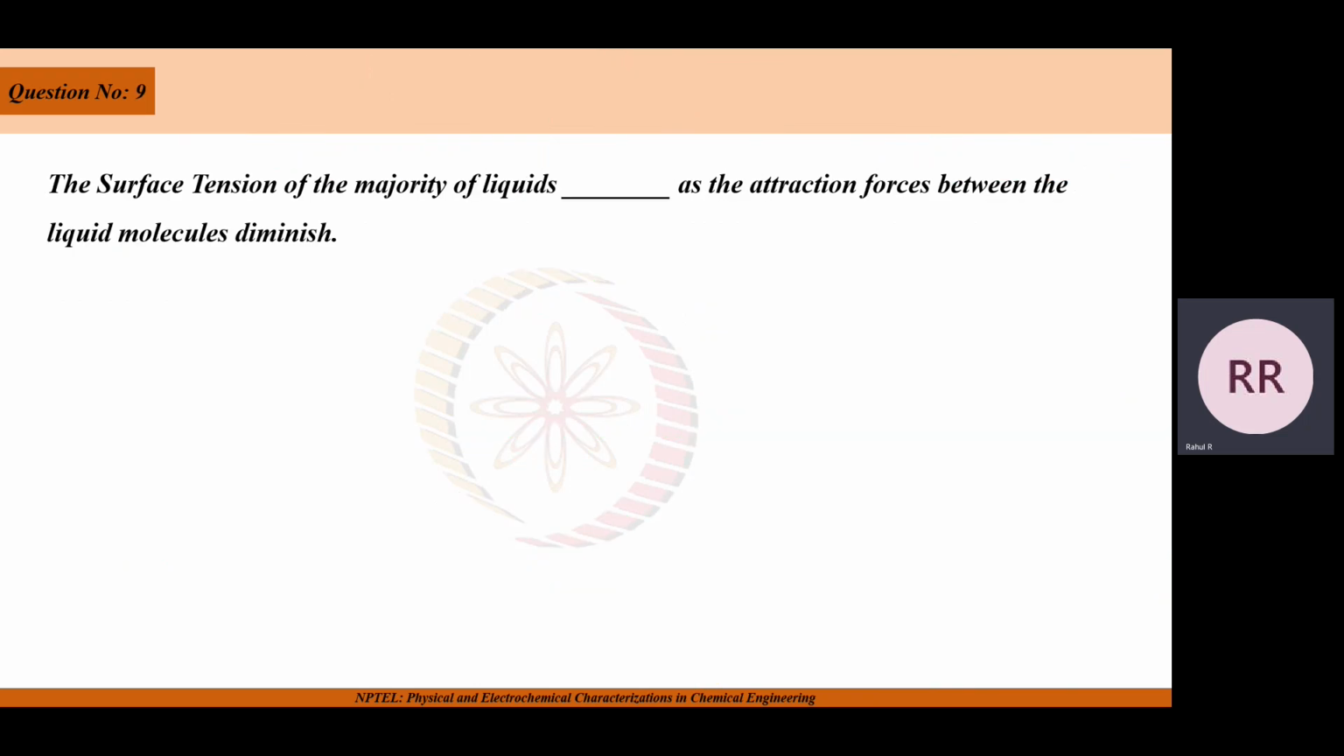Okay, now let us go to the next question. The surface tension of a majority of liquids dash as the attraction forces between the liquid molecules diminishes. So what happens to surface tension as the force between the liquid molecules diminishes? We'll just leave it for a while, then we'll discuss the next one.